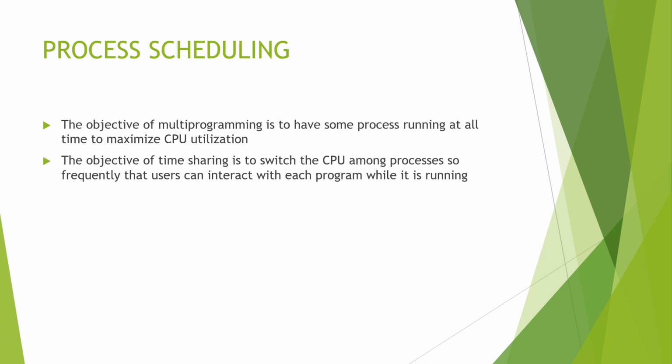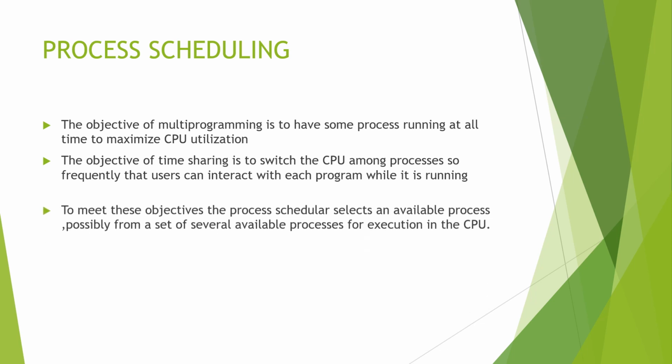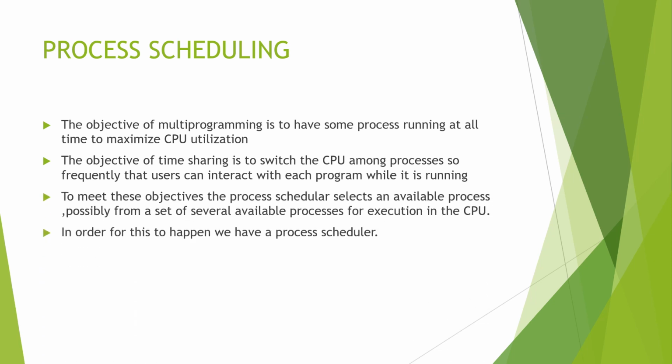Another capability of the operating system is time sharing. The objective of time sharing is to switch the CPU among processes so frequently that users can interact with each program while it is running. To meet these objectives, the process scheduler selects an available process, possibly from a set of several available processes, for execution in the CPU. In order for this to happen, we have a process scheduler.